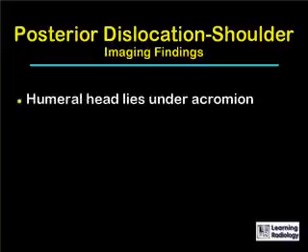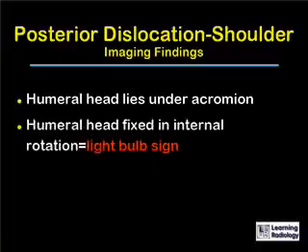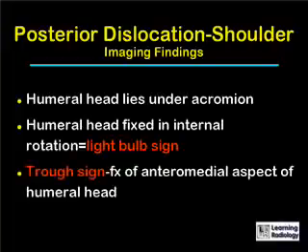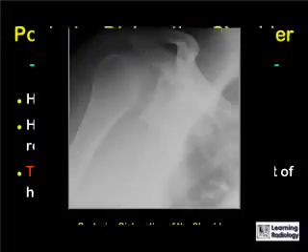The imaging findings are that the humeral head comes to lie under the acromion process. Regardless of what position the arm is turned, the humeral head tends to remain in a fixed internal rotation position, which is called the light bulb sign. And the trough sign is a fracture along the anteromedial aspect of the humeral head as the humeral head strikes the posterior rim of the glenoid on dislocating.